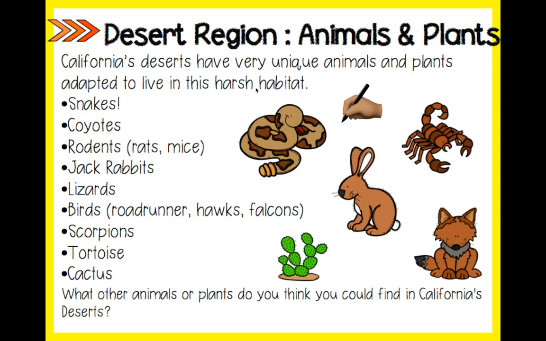Different animals that you can find in desert region, animals and plants. California deserts have very unique animals and plants that adapt to live in such harsh habitats, such as snakes, coyotes, rodents, jackrabbits, lizards, birds, roadrunners, hawks, and falcons, scorpions, tortoise, cactus. What other animals and plants do you think could live in California deserts? Go ahead and pick some animals from the list to write them down in your notebook. And make sure you answer the question at the bottom of the PowerPoint. What other animals and plants do you think you could find in California deserts?